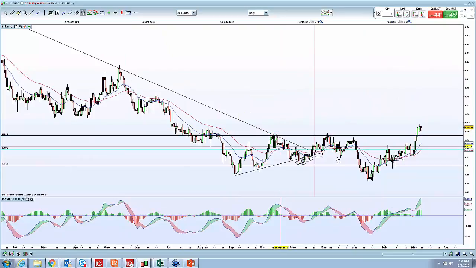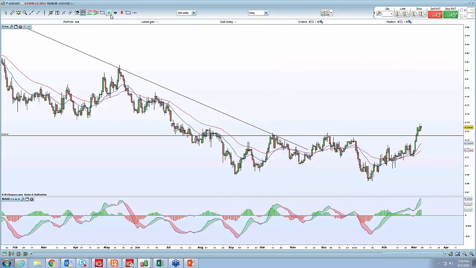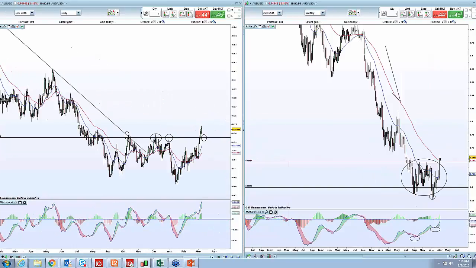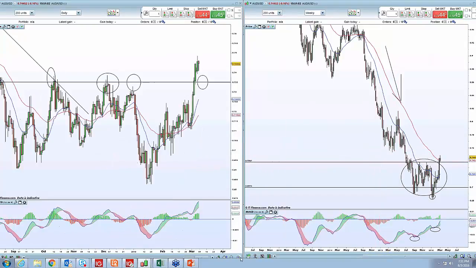Let me zoom out a bit. Okay, let me just delete some of the lines here. But you see all these touches here, here, here, here. So I'm hoping that it can retrace maybe back to the 73.50 area, and then make another push higher, and then target maybe the 76 resistance area. But it definitely seems bullish on the Aussie dollar.